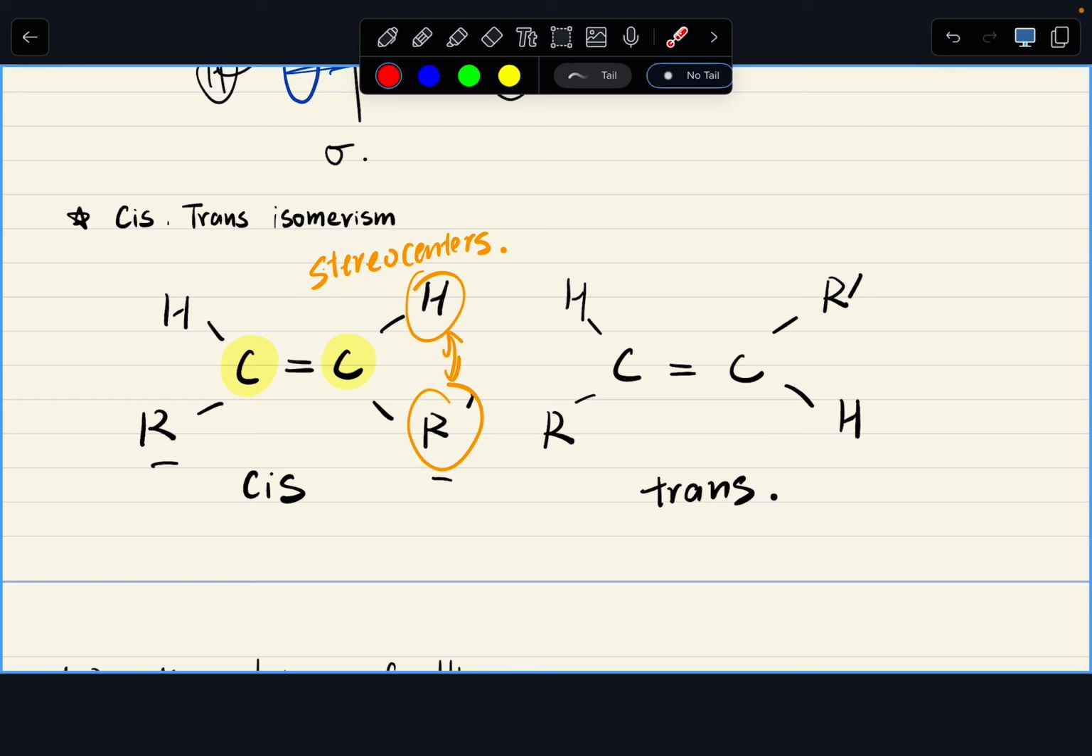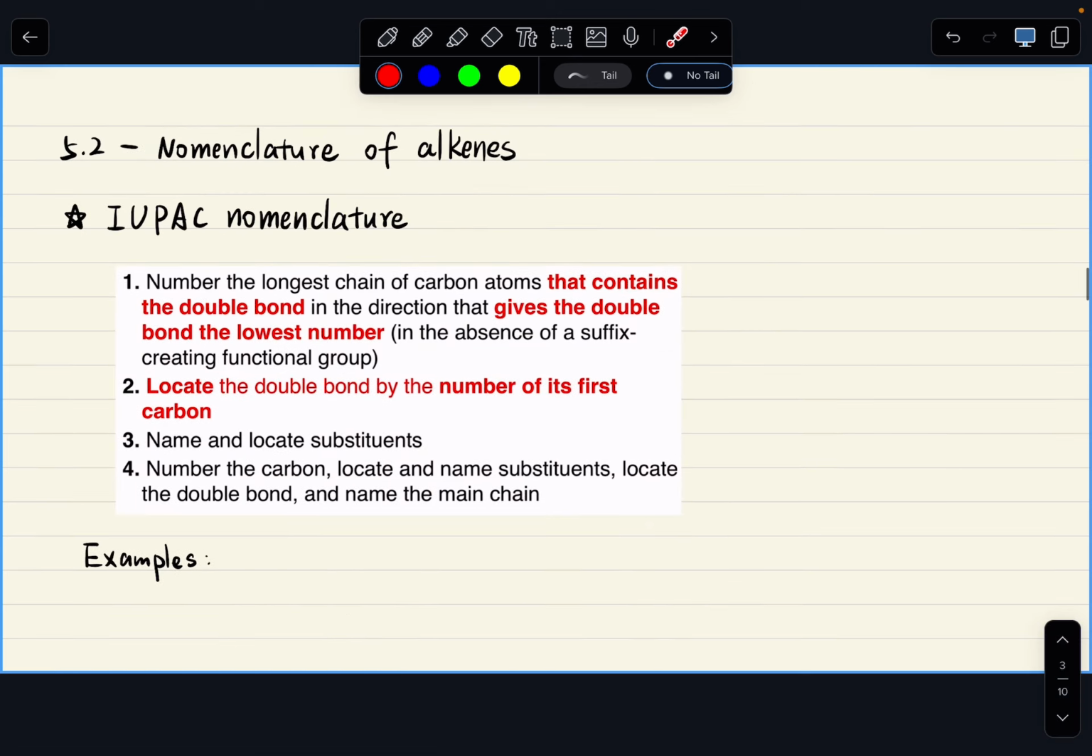All right? These should all be review of things we already discussed, but just to refresh your memory, because these will come back and we'll use them when we discuss reactivity or reactions of alkenes. And before we move on, we also have nomenclature. So just to refresh your memory on the IUPAC nomenclature.